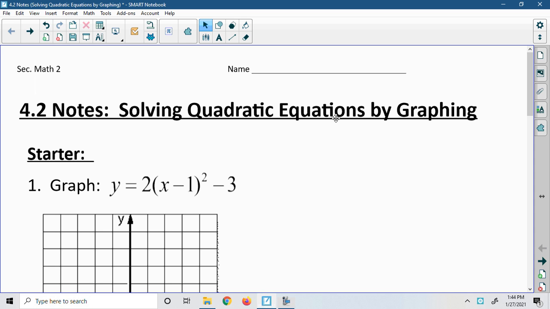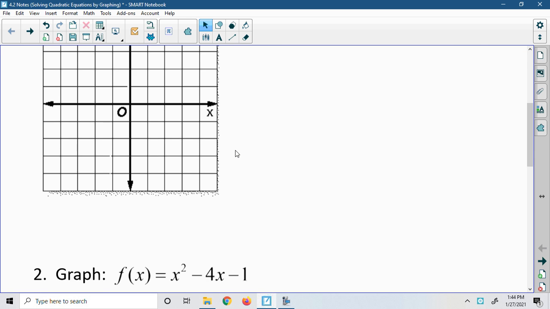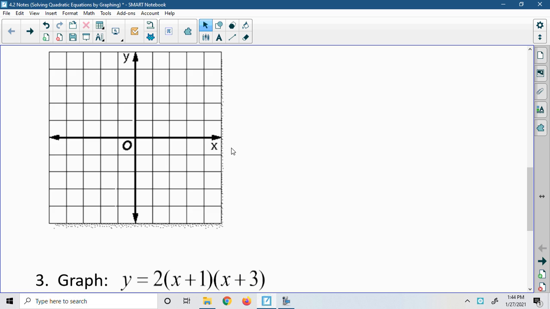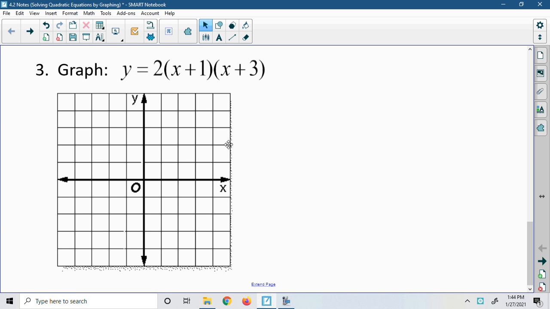Today we're doing 4.2 notes. We're solving quadratic equations by graphing. If you haven't already, take a minute and pause the video and do the starter questions, and then unpause it when you're done.